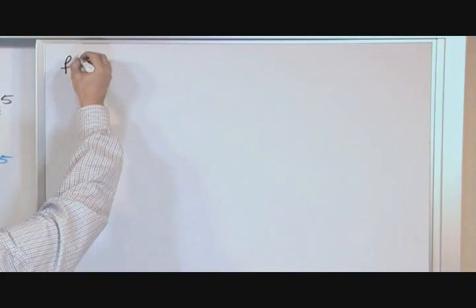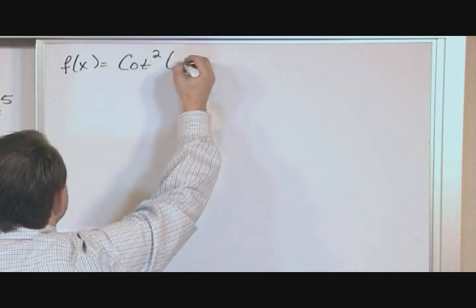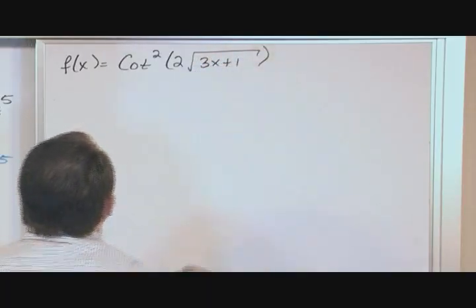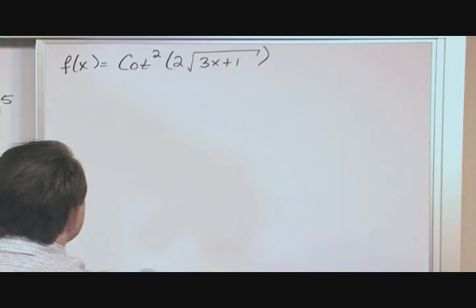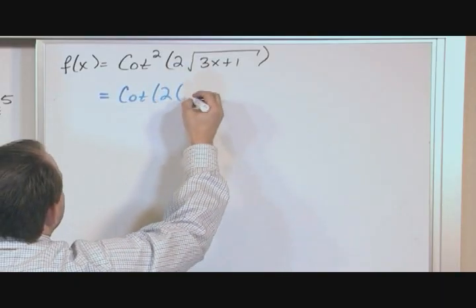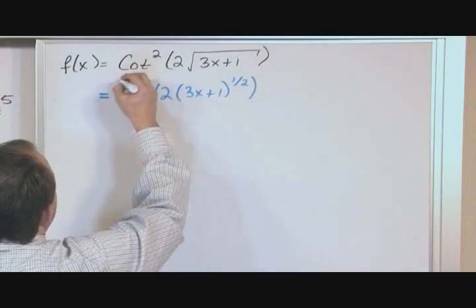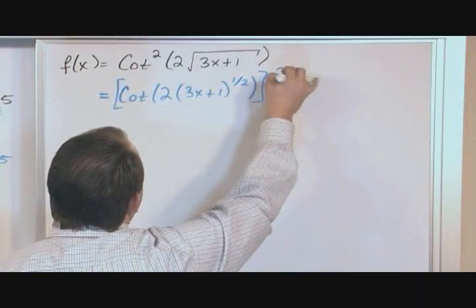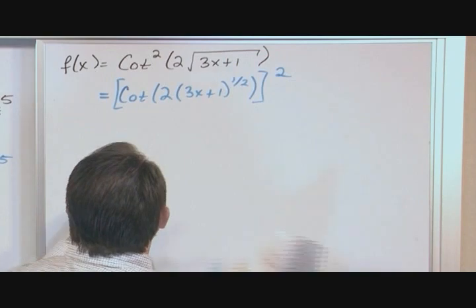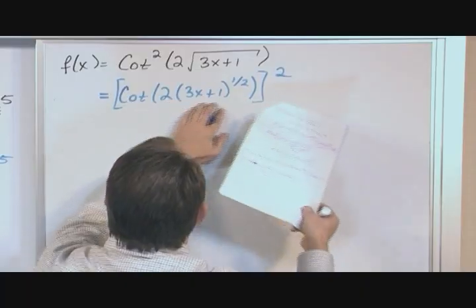Let's say we have f of x is equal to the cotangent squared of 2 times the radical of 3x plus 1. All right? So I always recommend, again, to rewrite these things, especially in the beginning. So what you'll have is cotangent of 2 times 3x plus 1 to the 1/2 power, right? Let's go ahead and wrap all of this stuff in a bracket and raise it to the power of 2. That's really what we have. And the reason we write it like this is because it's much easier to see. It's like, okay, the outer function is this exponent. Then we have an inner function that's a cotangent, but the argument of the cotangent is yet another function.